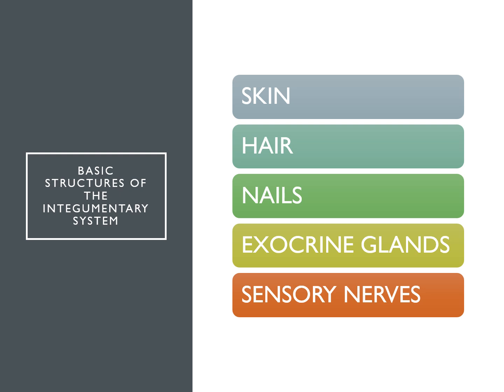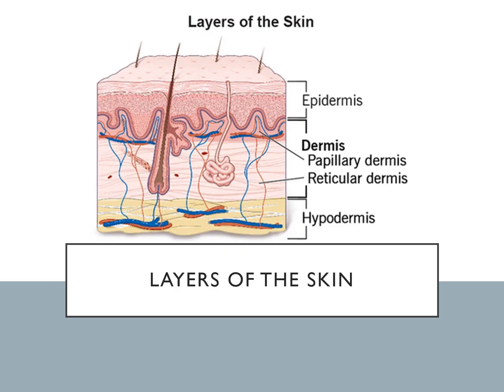Again, the basic structures of the integumentary system are going to be your skin, your hair, your nails, those exocrine glands, so the sweat and oil, and then the sensory nerves. There are multiple layers of the skin. So your epidermis, that outermost layer. You've got your dermis, which is in the middle, and then you've got your hypodermis. Also, a lot of times you'll hear it called the subcutaneous layer. That's where most of your fat is sitting, in that subcutaneous layer.